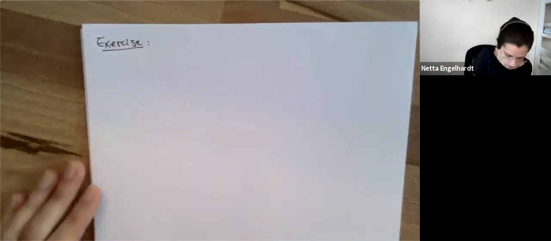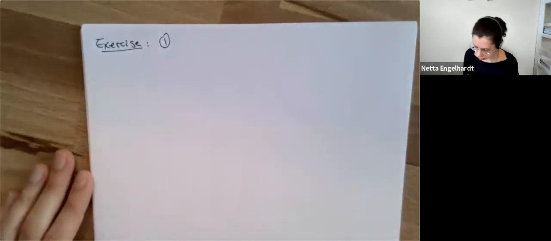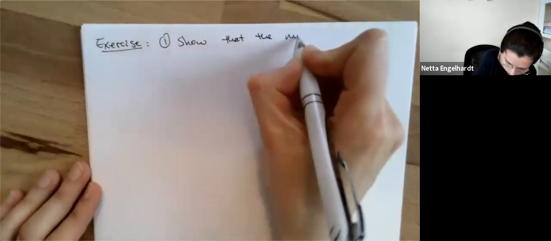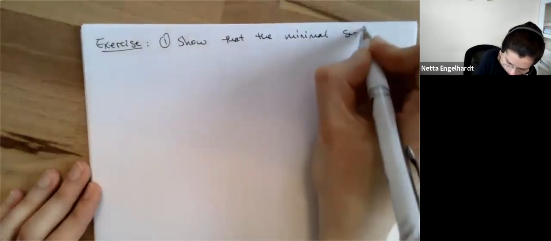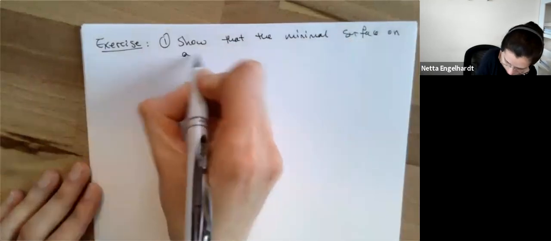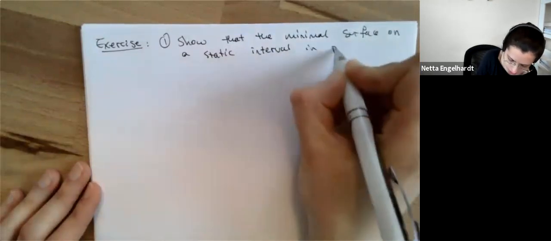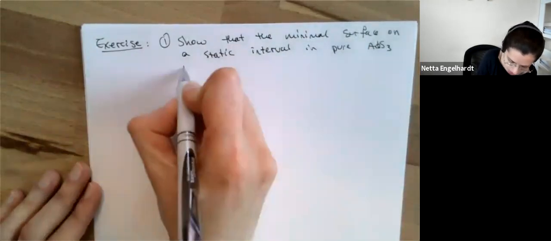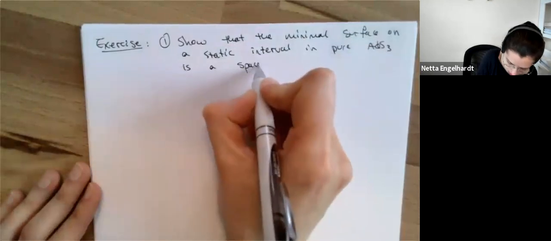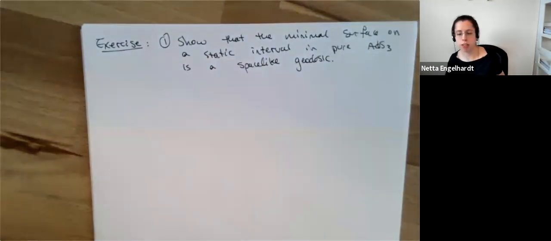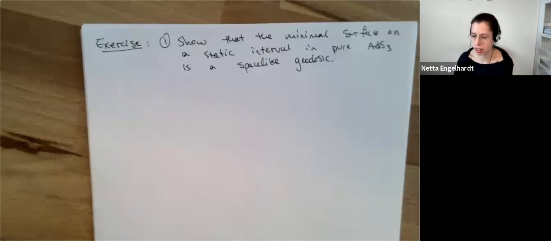So one thing that you can show, not too much work, is show that the minimal surface on a static interval in pure AdS3 is a space-like geodesic. Now, this will turn out to be much more general than just static spacetimes, but for now, static spacetimes is the game we're playing, so we're going to stick with the static case.